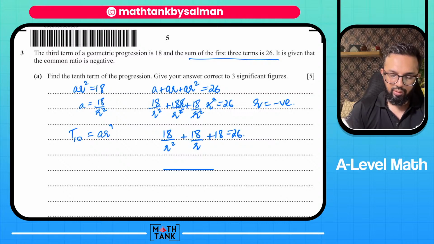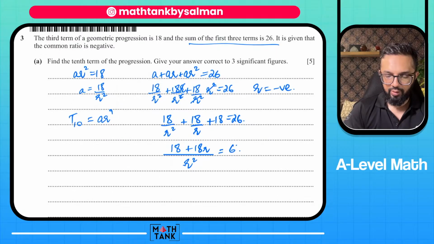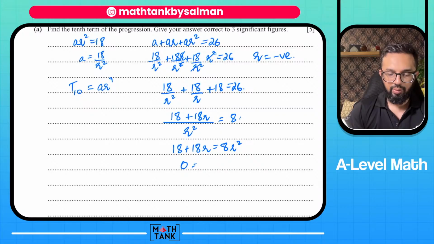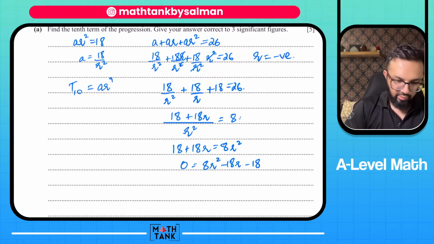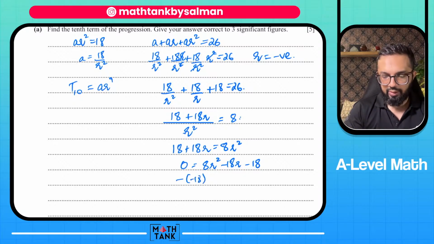Okay, so I have a common denominator that goes with R squared. I may have made an error in the previous solution that I was doing, but I'm not sure. So that's not 6, that's 8. So 18 plus 18R equals 8R squared. 0 equals 8R squared minus 18R minus 18. So on the calculator, minus b plus minus root of b square minus 4ac.